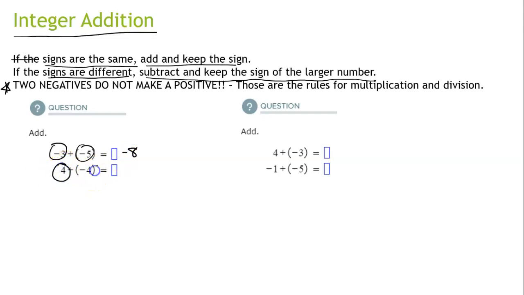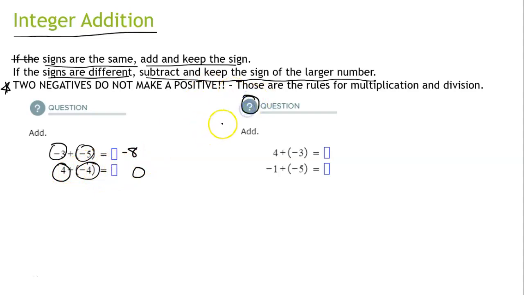If the signs are different, we have a positive 4 and a negative 4. If you think of this like earning $4 and spending $4, you don't have $8. The signs were different, so you were supposed to subtract. And we don't need to worry about keeping the sign of the larger number. 0 is just 0. There's no positive 0, no negative 0. The positive and the negative are the same.